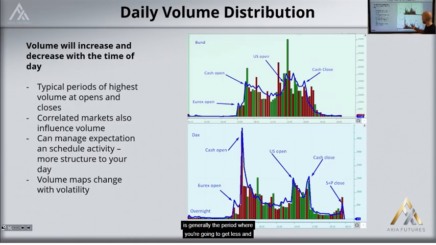The lunchtime period is generally the period where you're going to get less and less happening. Bonds are a little bit more consistent. Equities have a much more pronounced shift in volume throughout the day. Bonds are a little bit more consistent throughout the day.